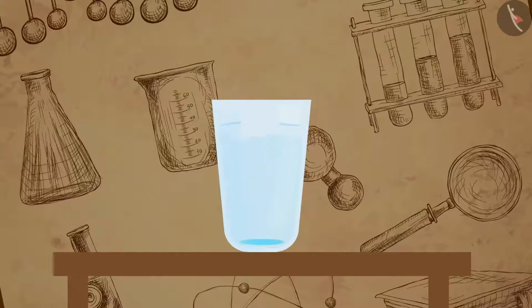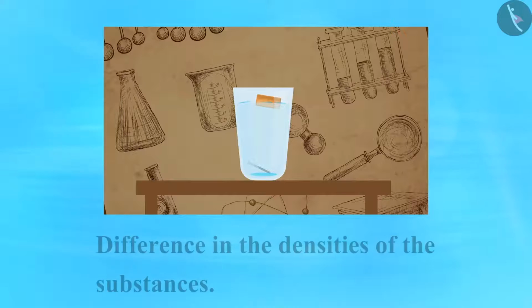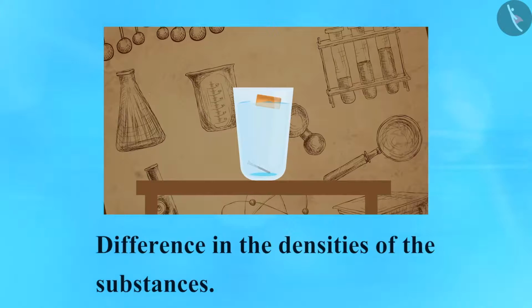Take a glass filled with water. Place a nail and a cork of equal mass on the surface of the water. You will notice that the nail sinks while the cork floats on the water. It is because of the difference in the densities of the substances.